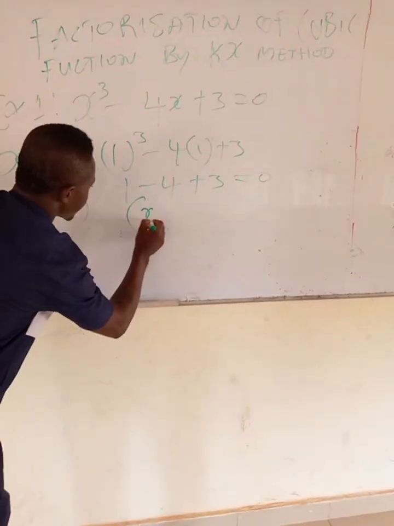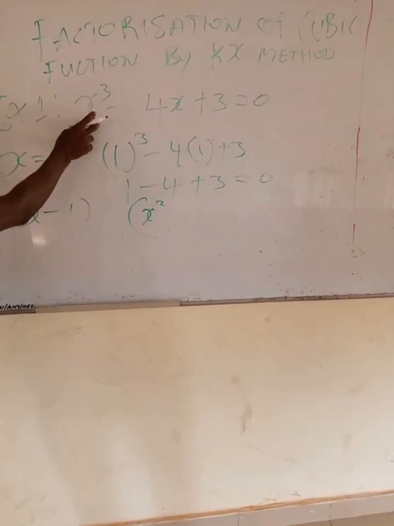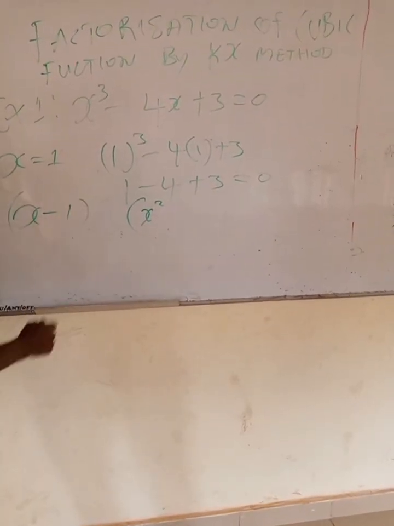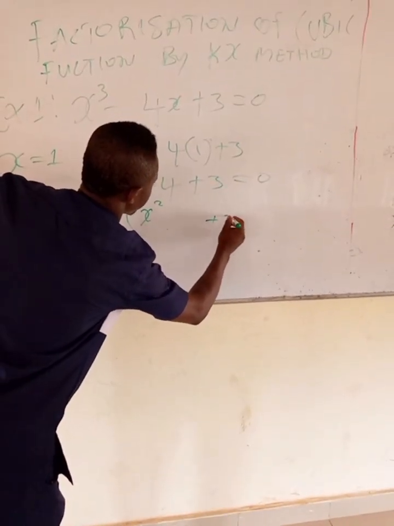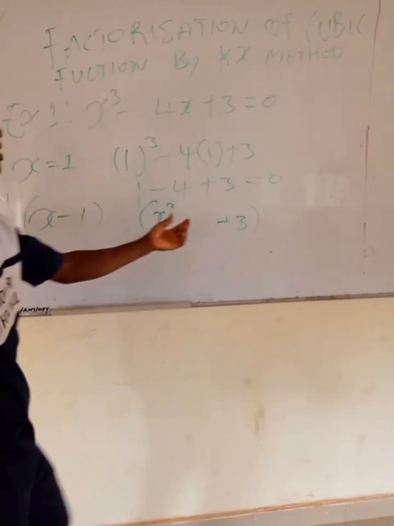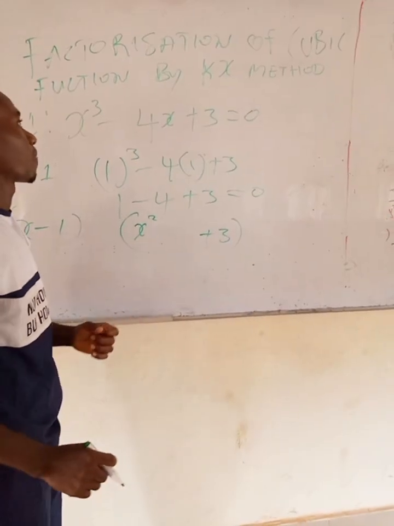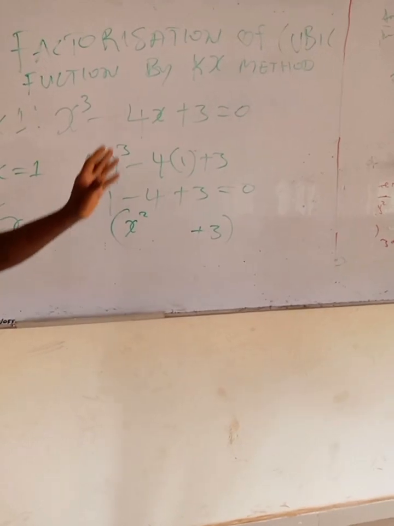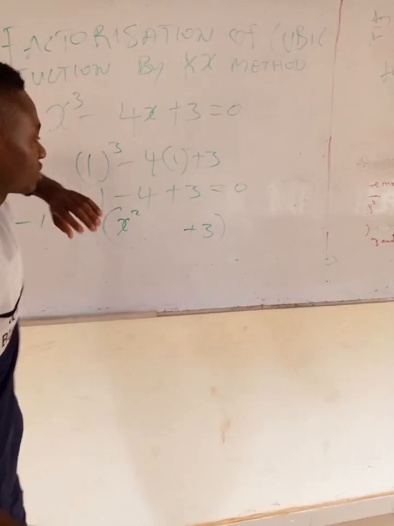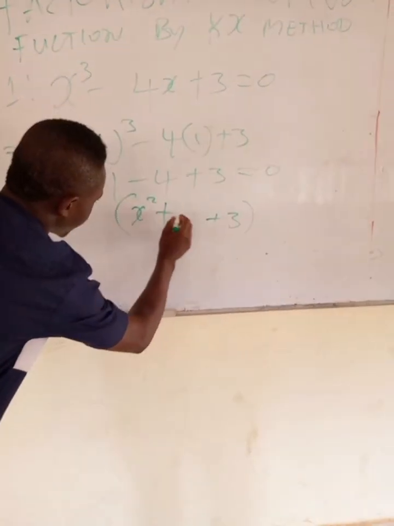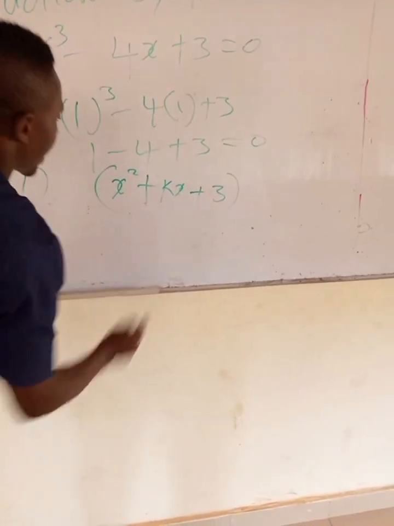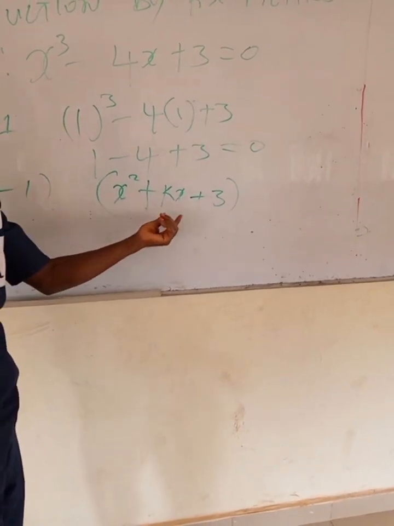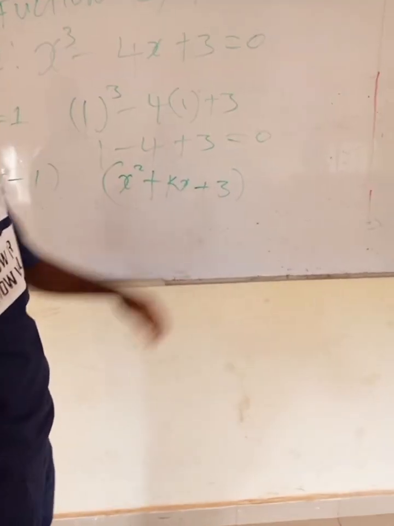Now, s into s squared will result to this s cubed, and this negative 1 into negative 3 will result to positive 3. As for the middle term, we do not know. Now, we are going to apply the KS method. As for the middle term, we'll be having plus k of degree 1. Here is degree 2, here is degree 1, and here is our constant, equals to 0.